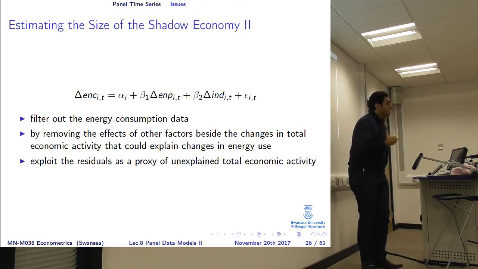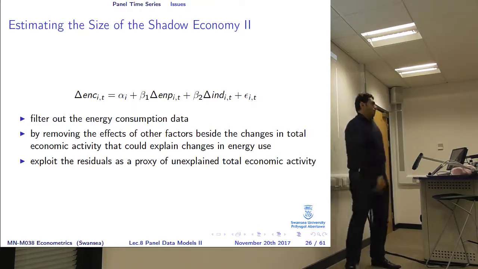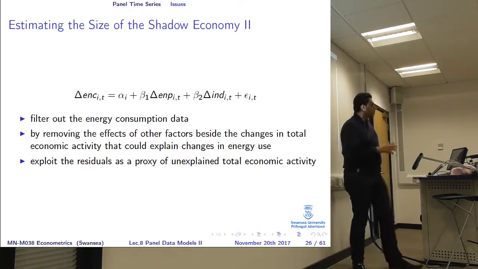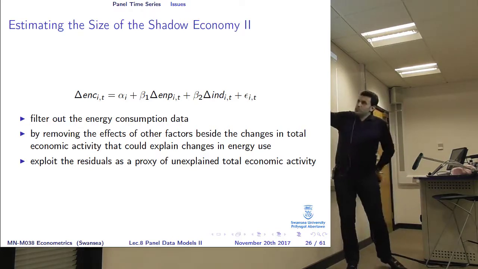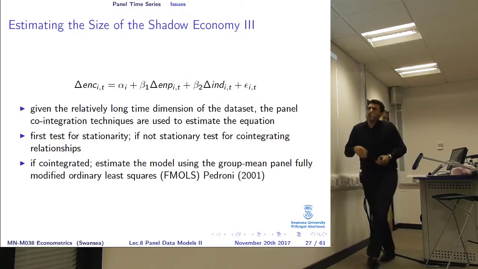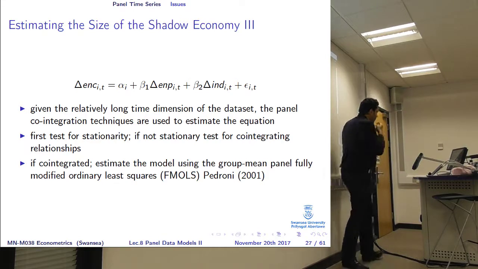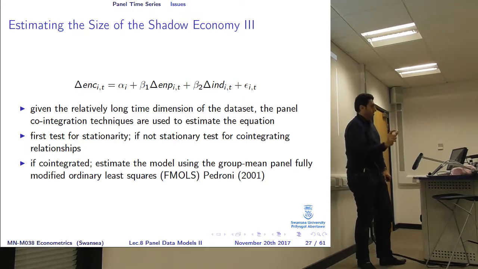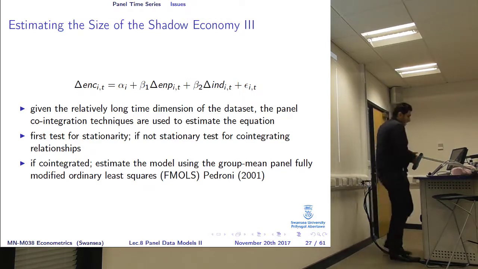So our main challenge here is we want to estimate this equation. Why? Because we want the residual from this equation. So what we're covering today is how we would estimate this equation if we have a relatively large T. Given that we have a relatively long time dimension, about 40 T, and how many N? 9. So T is much bigger than N in this model.